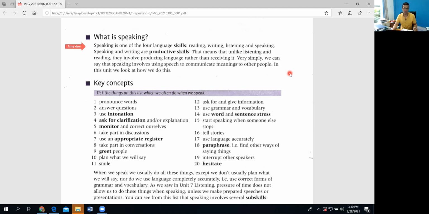Very simply, we can say that speaking involves using speech to communicate meanings to other people. In this unit, we look at how we do this. So, as you can see, obviously, in the speaking, listening is an integrated skill with that, because somebody will say and you have to listen. So like if you see in the listening part, we were discussing the written language and spoken language.